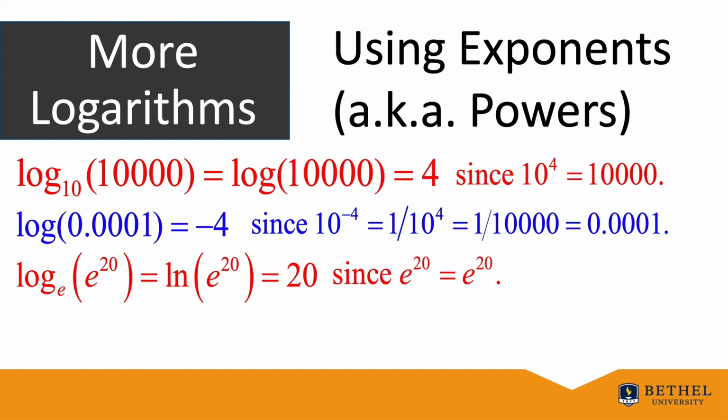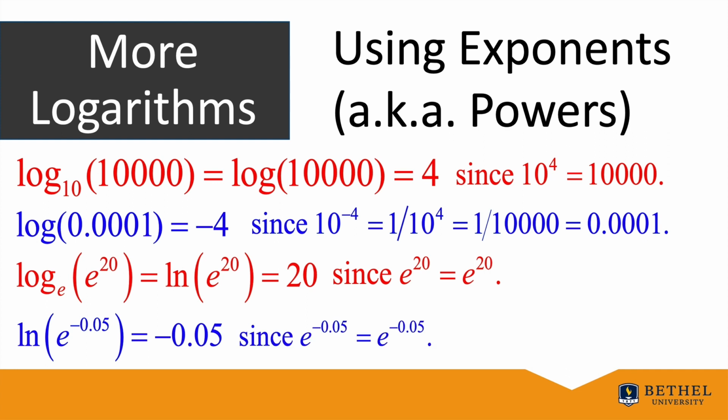Our final example involves the natural log function, but the input involves e to a small negative power, which is typical for applications involving exponential decay. Ln of e to the negative 0.05 power equals negative 0.05 because e to the negative 0.05 equals itself.